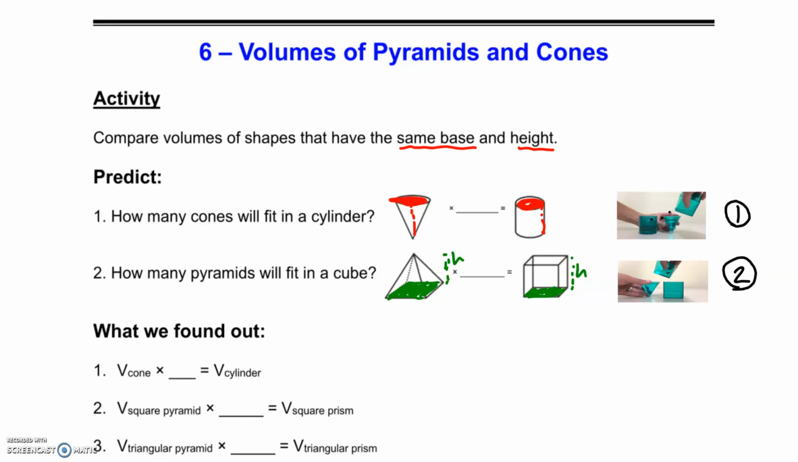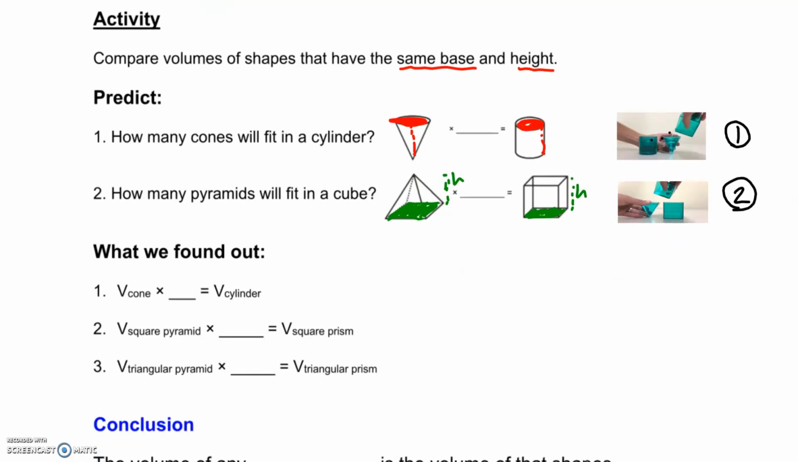Okay, and you would have seen that it took 3 cones to fill up the cylinder, and it would have been 3 square-based pyramids to fill up the square prism. And for the last one, we didn't have a video, but you would have seen the same thing, that it took 3 triangular pyramids to fill a triangular prism.